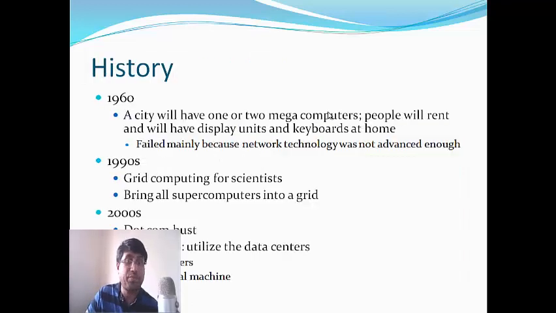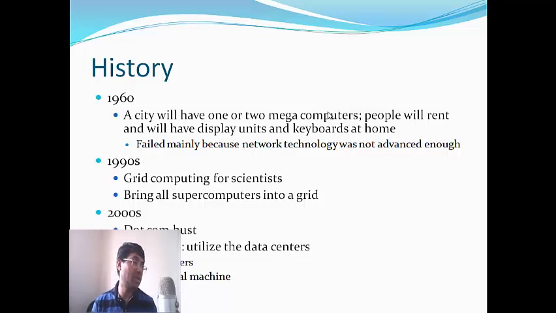So what is the history of cloud computing? Actually, it's not a very new concept. It's actually a very old concept, because in the 1960s there was the concept that people wanted a large, very powerful computer with all the applications in it, and all the people from home would be using the main computer and the applications there using terminals. The concept failed because the network technology was not advanced enough.